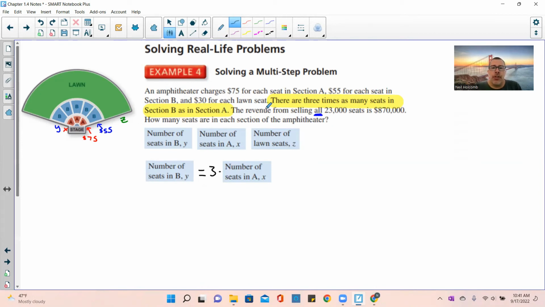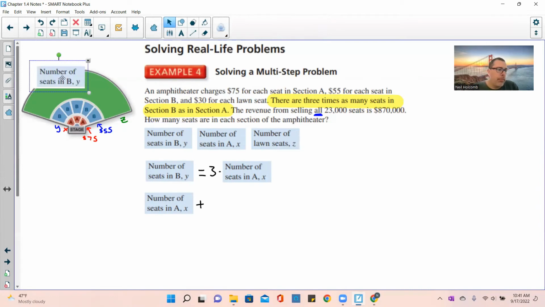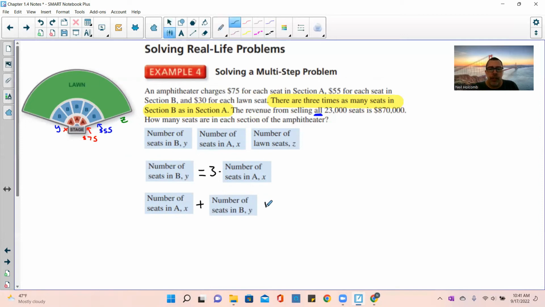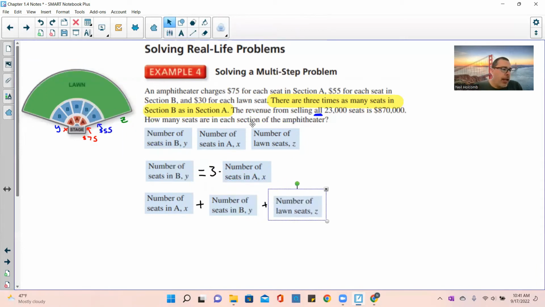Then it says their revenue for selling all 23,000 seats. So now we know there's 23,000 seats. What we're going to do is take the number of seats in A plus the number of seats in B, which is Y, plus the number of seats in the lawn, which is Z, and those are going to equal the total number of seats.